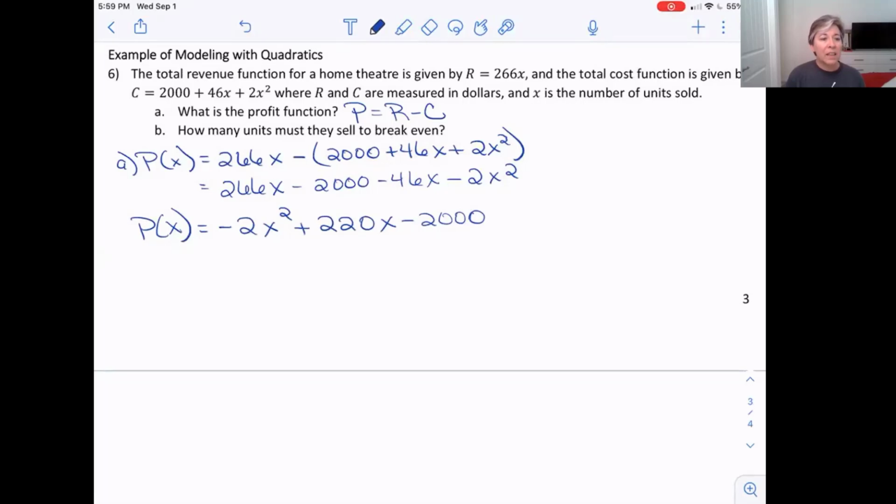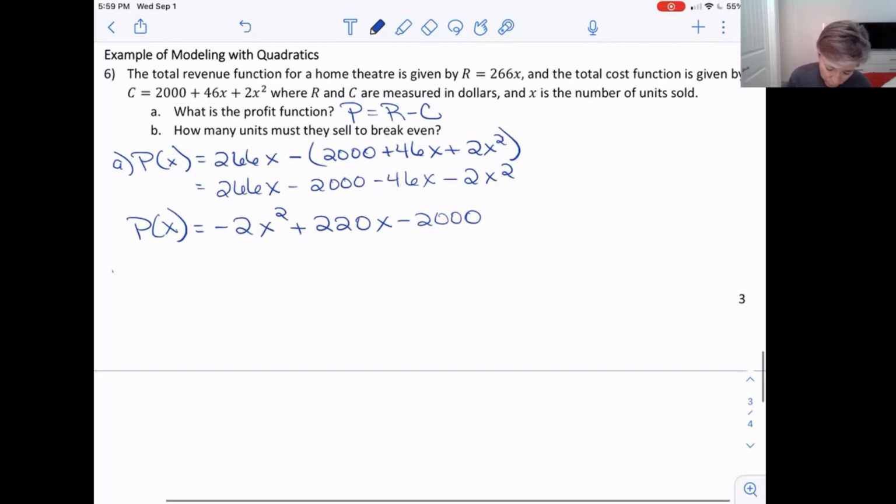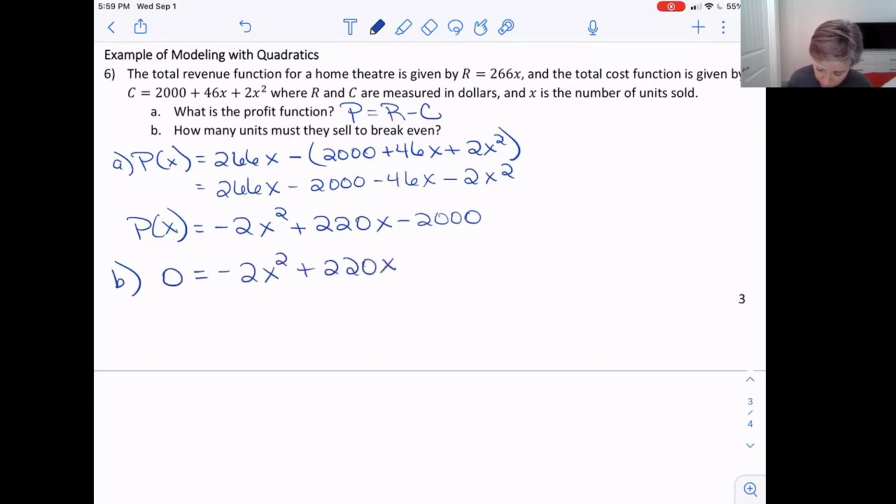Now in part B, they want to know how many units we must sell in order to break even. Well, remember, when we break even, there is no profit. There is no loss. Our profit is zero. Our revenue equals our cost. So for part B, we would set it equal to 0. And it doesn't matter to me which method you use to solve it. Be sure you do know how to work it by hand, not just using your graphing calculator. That gives you a good visual, but try the factoring method, or like I said, the quadratic formula always works.